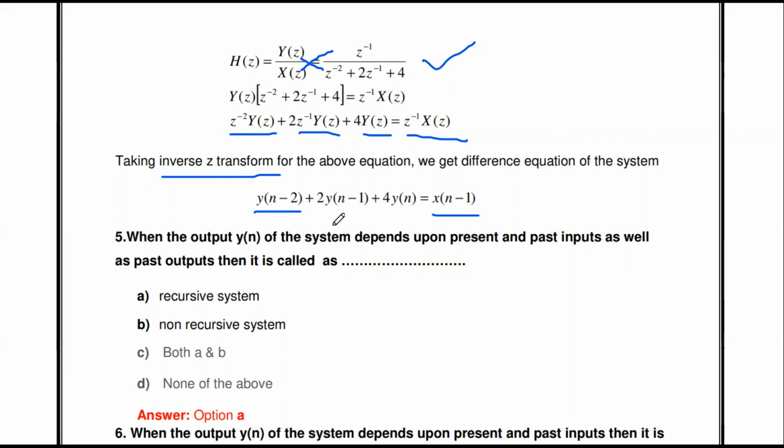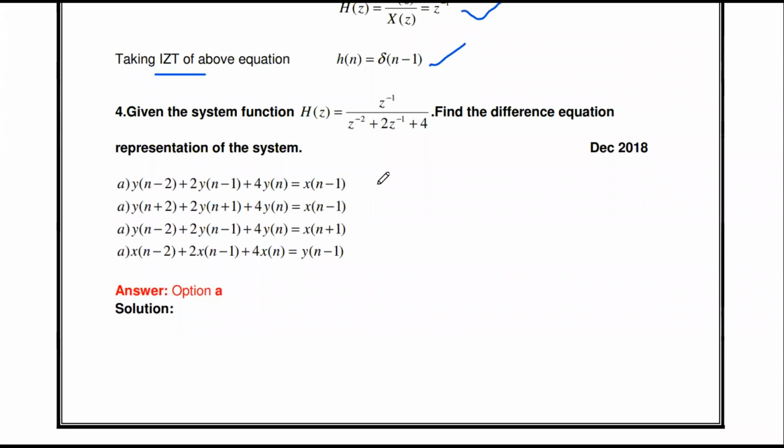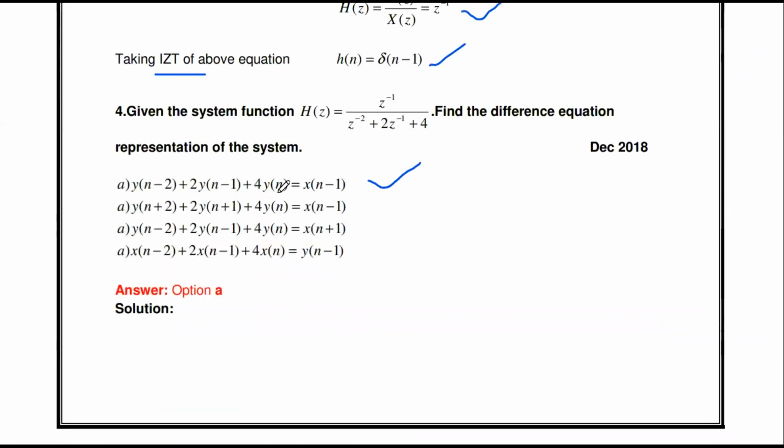This is the answer, where we follow the reverse procedure. So y of n minus 2 plus 2 into y of n minus 1 plus 4 y of n equal to x of n minus 1. This is the equation. So option A is the correct answer: y of n minus 2 plus 2 into y of n minus 1 plus 4 into y of n equal to x of n minus 1. This is the difference equation representation of the system. These questions were already asked in December 2018.